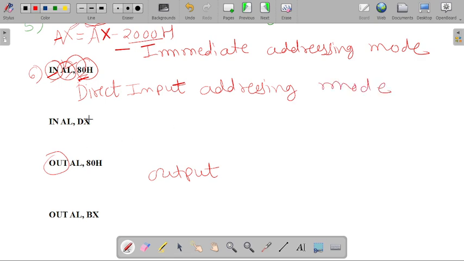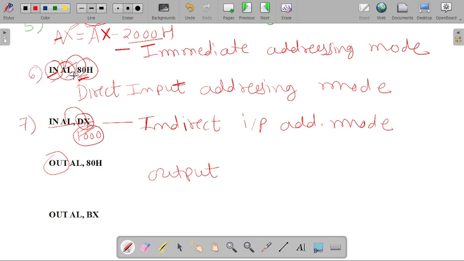You can check the next instruction, IN AL, DX, where a register is used. Whatever the contents of the register are, suppose you consider 1000H, that value will be loaded into our AL register. In the case of the instruction IN AL, DX, whenever it is given, you can write indirect input addressing mode.